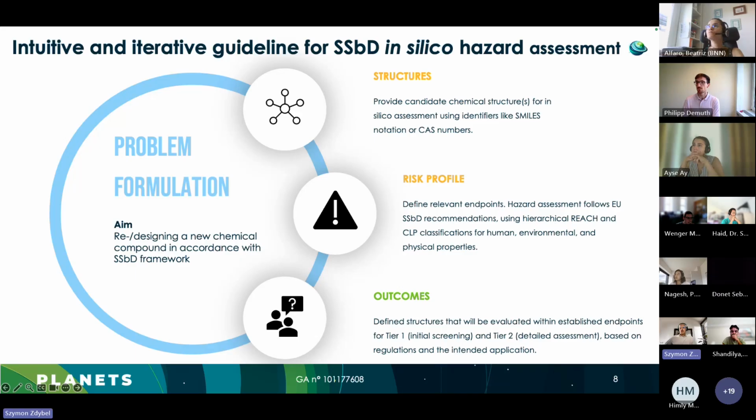So the outcome of this stage, the problem formulation, is a defined set of structures and established evaluation endpoints for both tier 1, which will be our initial screening, and tier 2, which will be our detailed assessment, all based on regulations and the chemical's intended application.